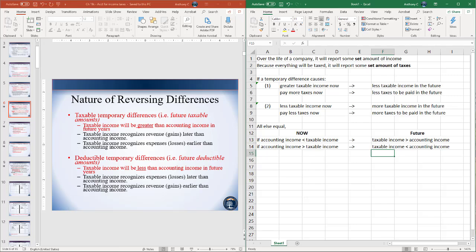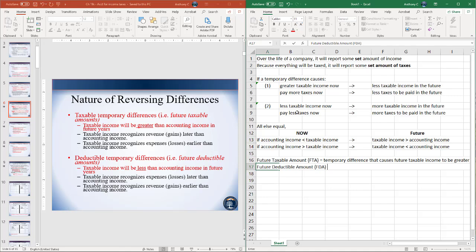When we talk about future taxable amounts and future deductible amounts, a future taxable amount, which we're going to abbreviate with FTA, means some temporary difference is going to cause taxable income to be greater than accounting income in the future. And a future deductible amount is just the opposite. That's a temporary difference that's going to cause future taxable income to be lower.